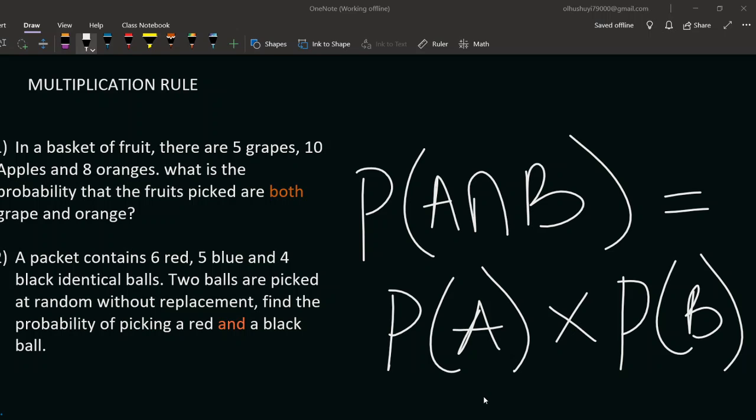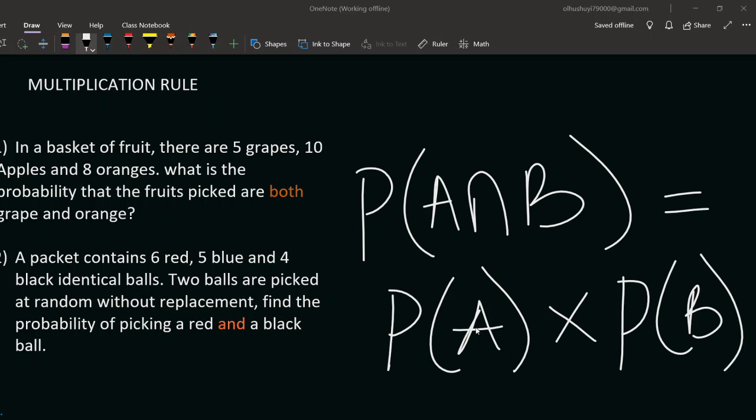Now the multiplication rule, as you can see, involves two things. Like I said for the addition rule, when you are working on the multiplication rule, it involves two events that are either independent or dependent. When are two events said to be independent? It's different from the addition rule, where you have mutually exclusive and non-mutually exclusive events.